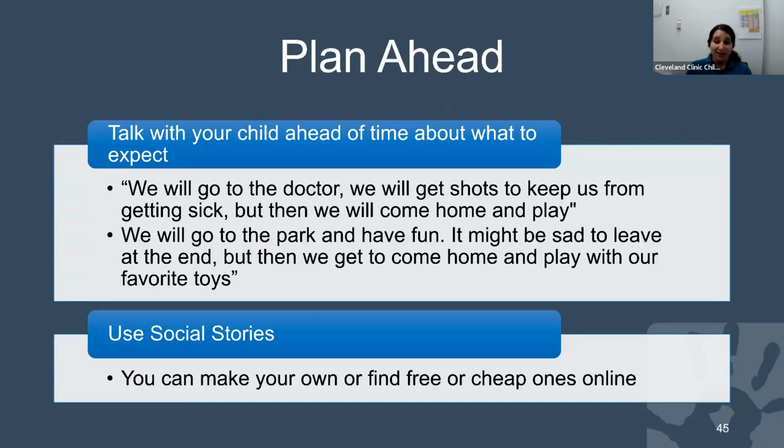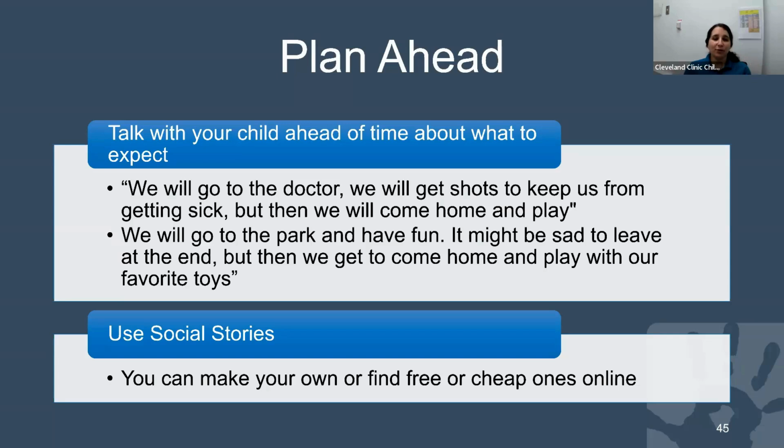Another way to help plan ahead is kind of what we talked about before, but talking with your child about what to expect ahead of time. And you can talk about it with them. You can use social stories where you can use pictures to remind them of, hey, we're going to be going to the dentist. This is what it looks like to go to the dentist. Oh, do you remember that when you were there last time, there was this big cool chair that you got to sit in? So cool.